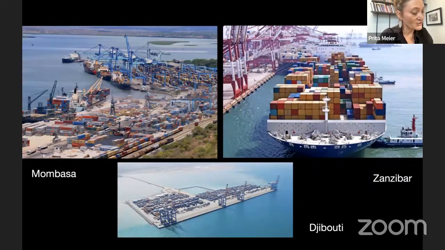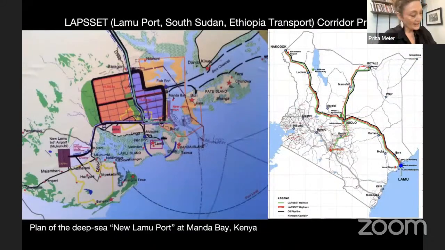But it is, of course, the large megaports meant for container carriers that are currently being built or remade that are the center of Indian Ocean hydrocapitalism today. Virtually every country on the African Indian Ocean coast has embarked on elaborate initiatives to expand their cargo handling capacities exponentially. Entirely new ports are being built in places like Lamu, Kenya, which will be a key node of the Lapset corridor in East Africa, one of the largest transnational infrastructure projects currently under construction.